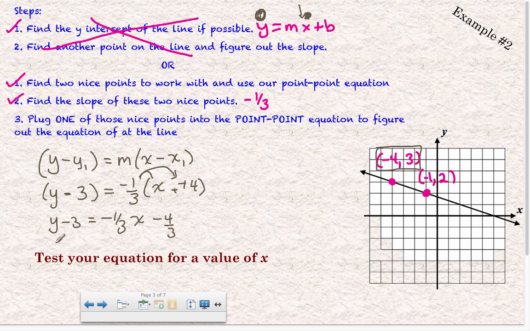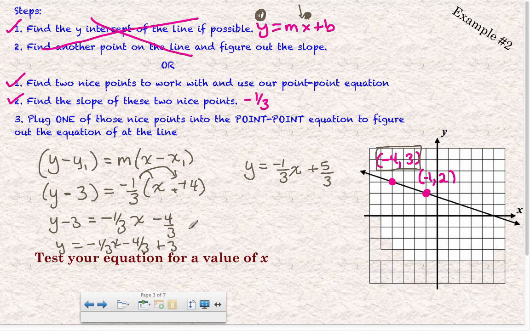I'm going to bring my 3 over, and let's see, that gives me y equals -1/3 x, and then -4/3 plus 3 gets me 5/3. That's the equation of my line.